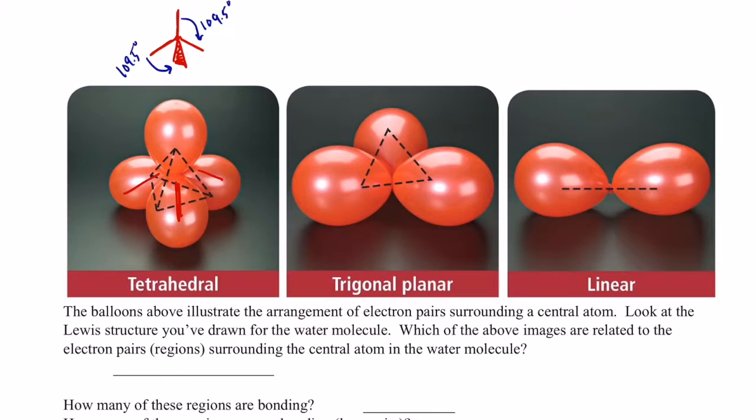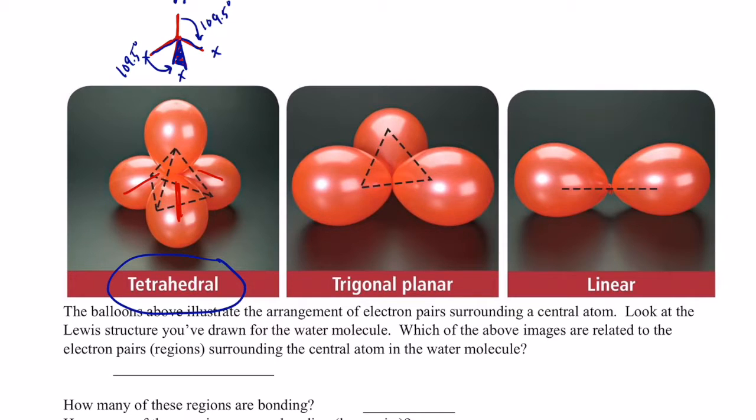Now, if all 4 of these pairs are bonding pairs, 1, 2, 3, 4, so we've got 4 atoms bonded to it, we call that a tetrahedral shape, and the angle is a nice, pretty 109.5 degrees. However, if only 3 of those are bonding, so let's get rid of this one up here and make that a lone pair of electrons, we now no longer have a tetrahedral molecular shape. We have this trigonal pyramid shape. Can you see it? And the angle is actually a bit less than 109.5 degrees.